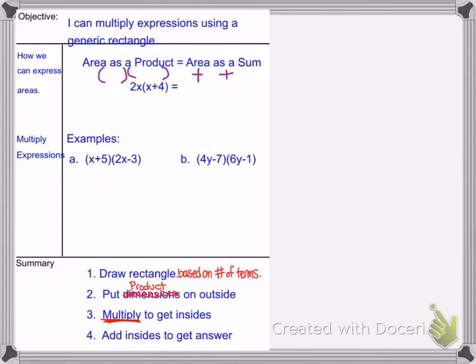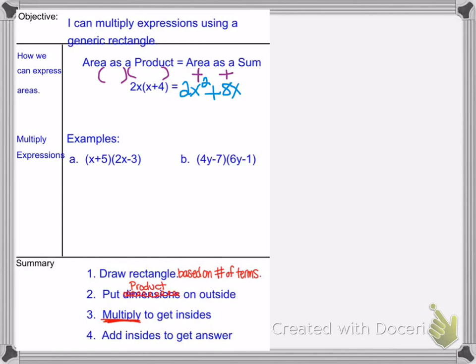Now, even though this example is a distributive property example, it is still represented as a product because of the use of multiplication and parentheses. So what I'm going to do is turn that product into a sum by distributing that 2x inside of the parentheses. My final answer would say 2x squared plus 8x.